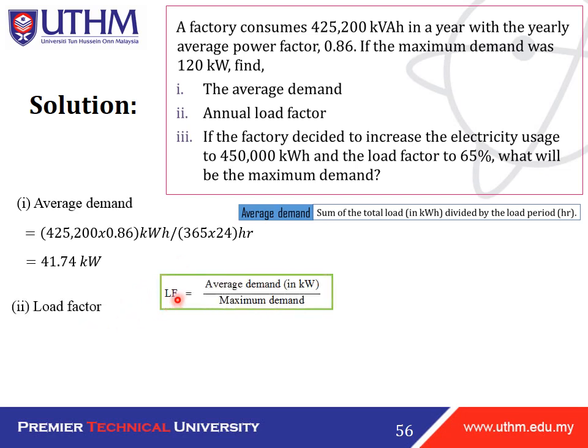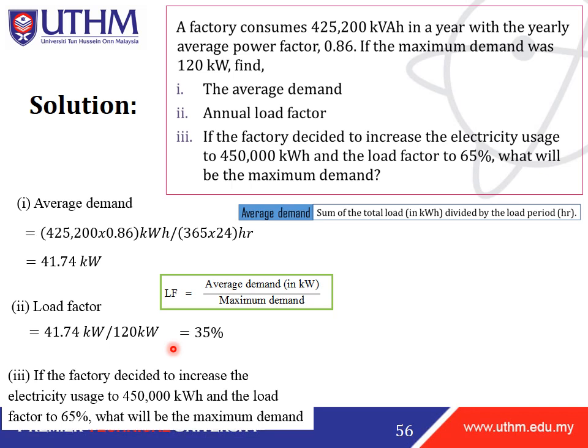And then the load factor is the average demand in kilowatt divided by maximum demand. So we know that the average demand in kilowatt is 41.74, and then the maximum demand is 120 kilowatt, got from the question. So we divided, and the answer is 35%.